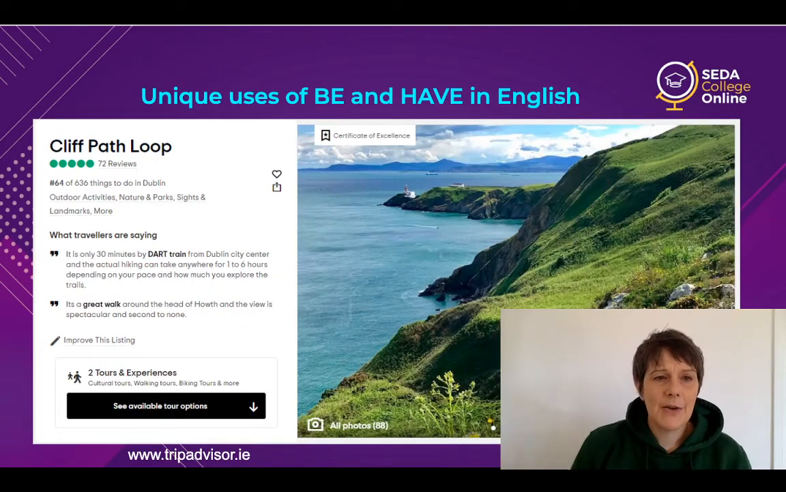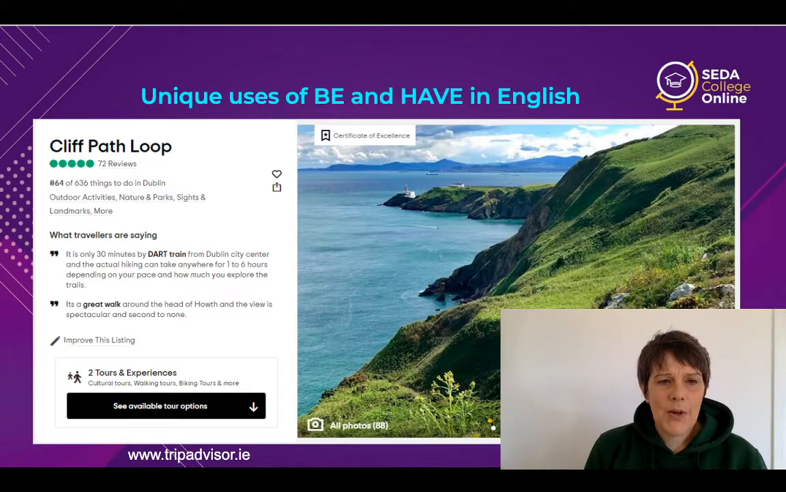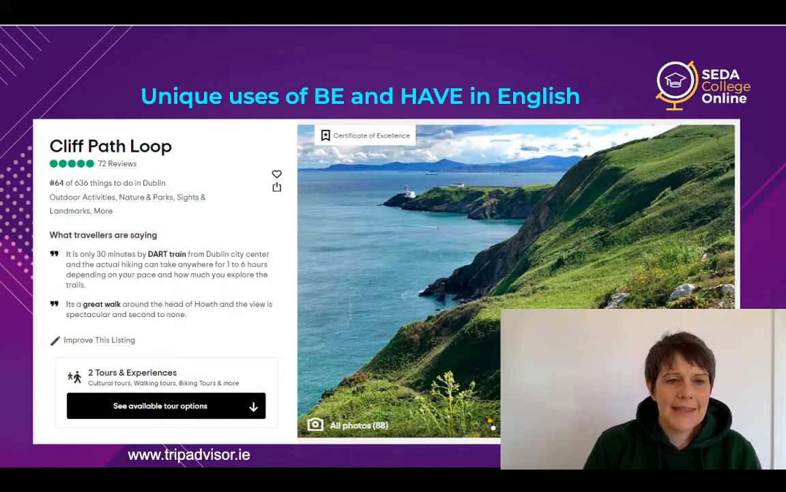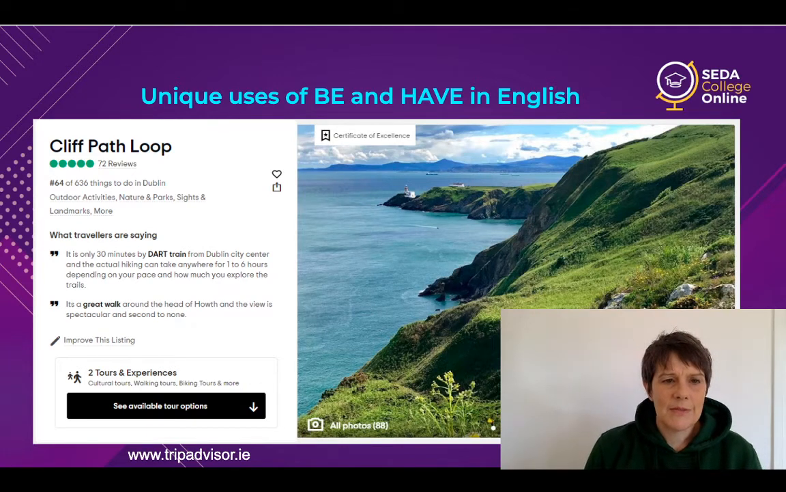Then let's look at the cliff path loop. We say it is only 30 minutes by DART from Dublin city centre. And the actual hiking can take anywhere from 1 to 6 hours, depending on your pace and how much you explore the trails. It's a great walk around the head of Howth, and the view is spectacular and second to none. So here we have the "it is." So it should say it is only 30 minutes from DART. And the view is spectacular.